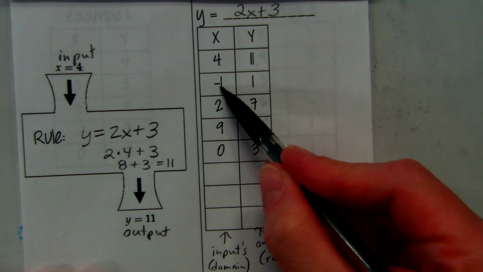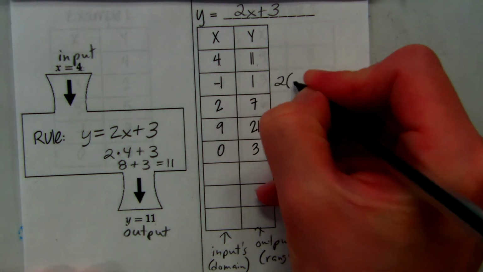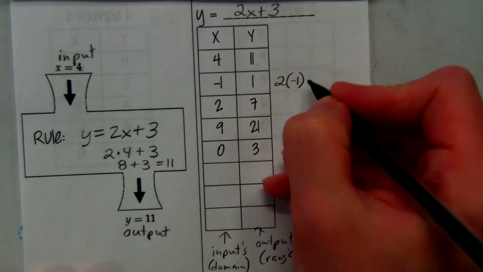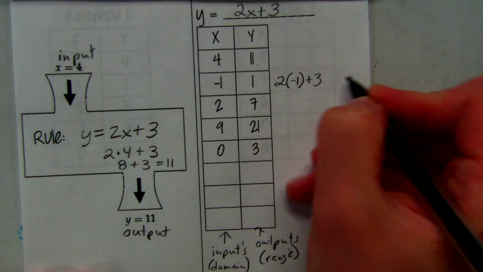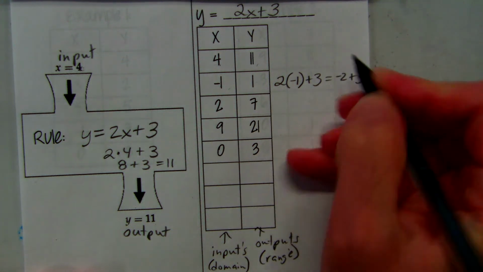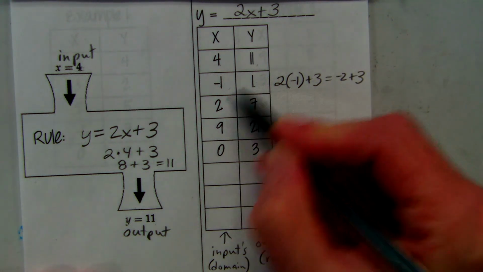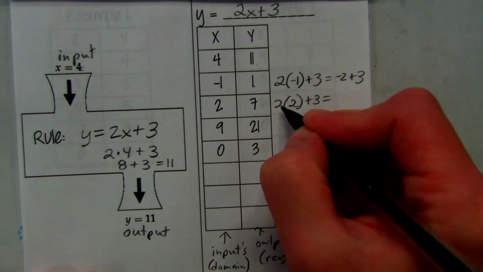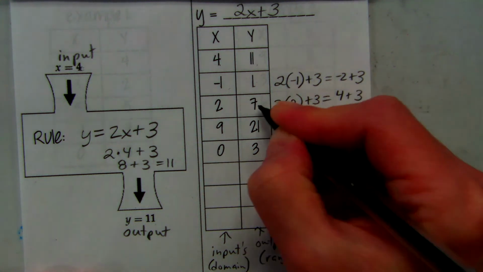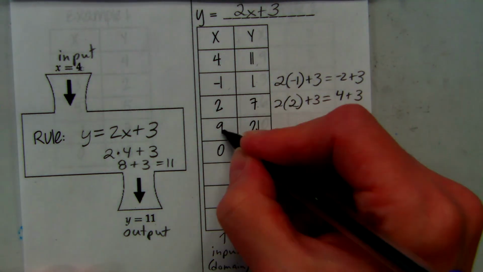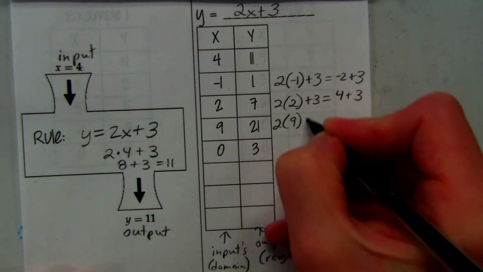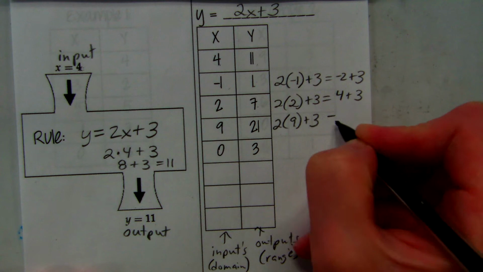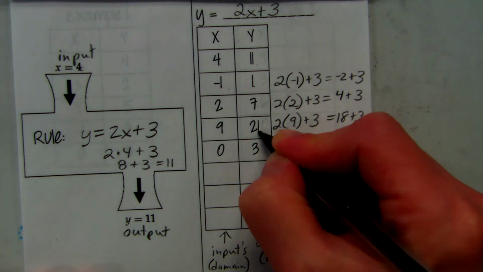Let's look at -1. So -1 is the input. So you would have 2 times -1. Oh, here, I'll go ahead and use parentheses for multiply. 2 times (-1) plus 3. So that'd be -2 plus 3. And then the output is 1. On the next one, they have 2 as the input. So that'd be 2 times 2 plus 3. 2 times 2 is 4 plus 3 is 7. On the next one, 9 is the input. So 2 times 9 plus 3. So 2 times 9 is 18 plus 3. So this would be 18 plus 3, and that's where they get 21.